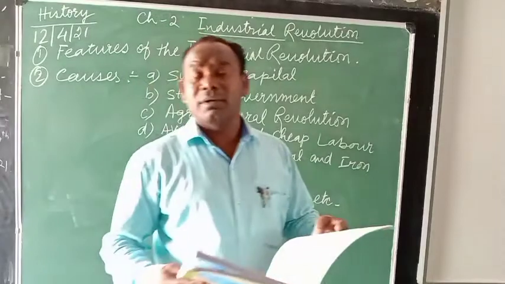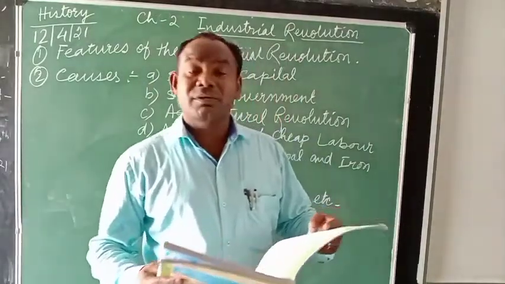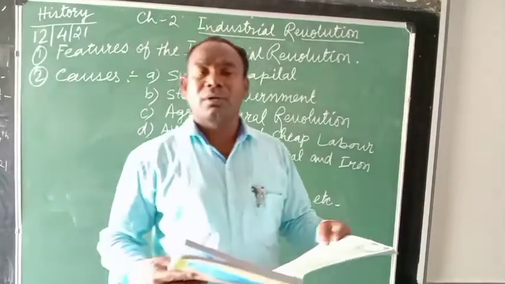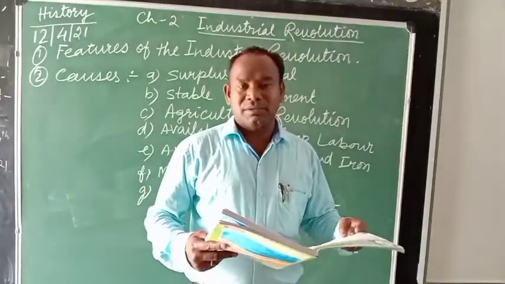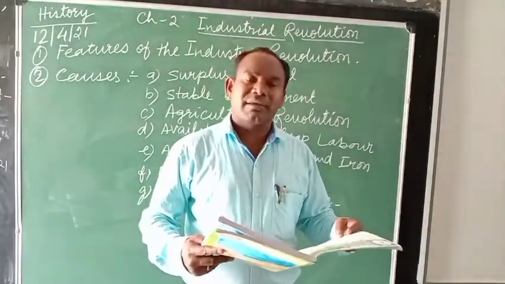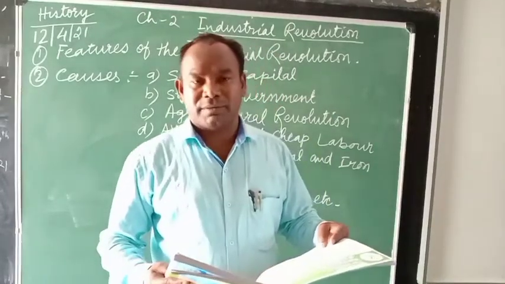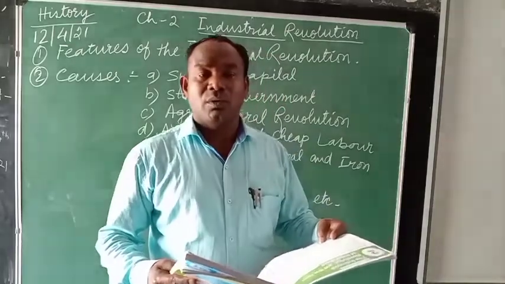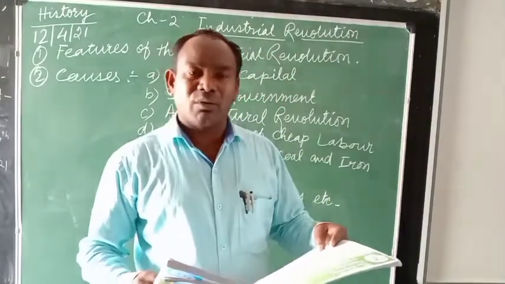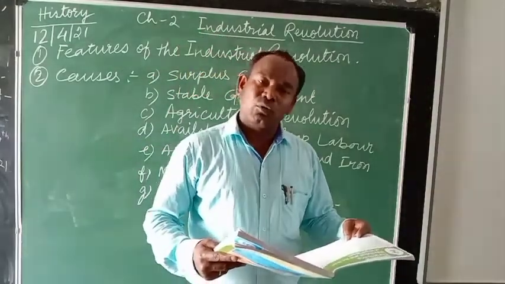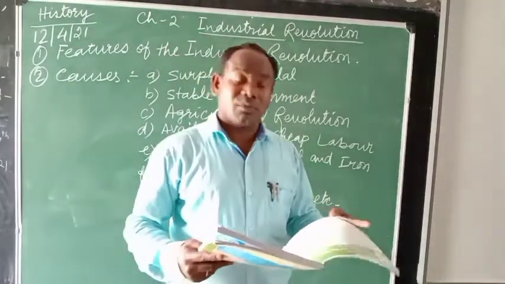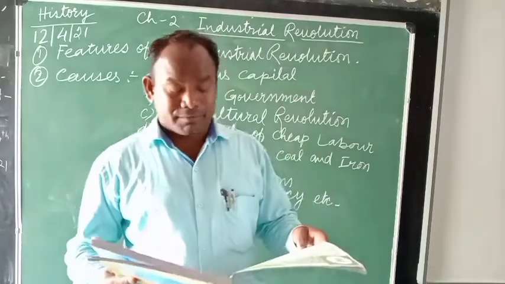Industries started to use machines in place of manual work. With the use of machines, huge massive production took place. The domestic system changed, replaced by the factory system. Manual work was taken over by machines, so massive production took place.